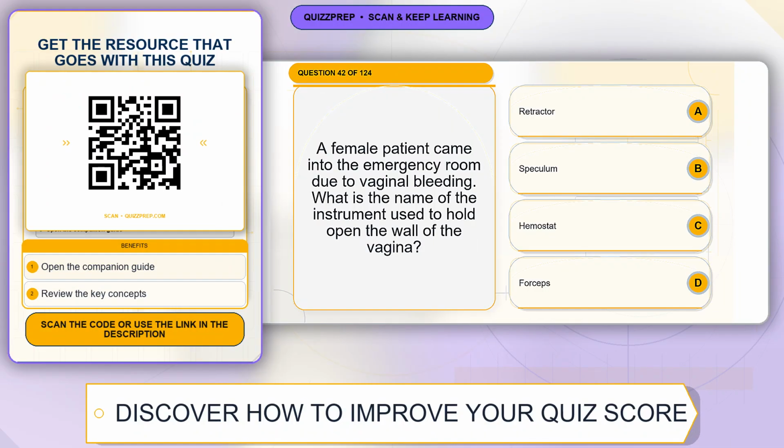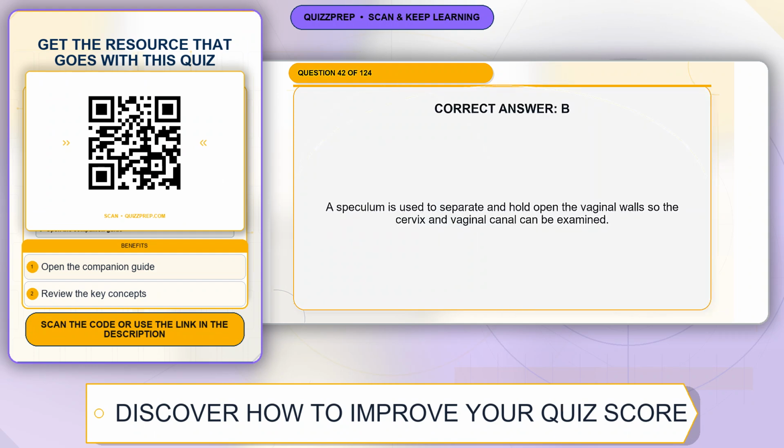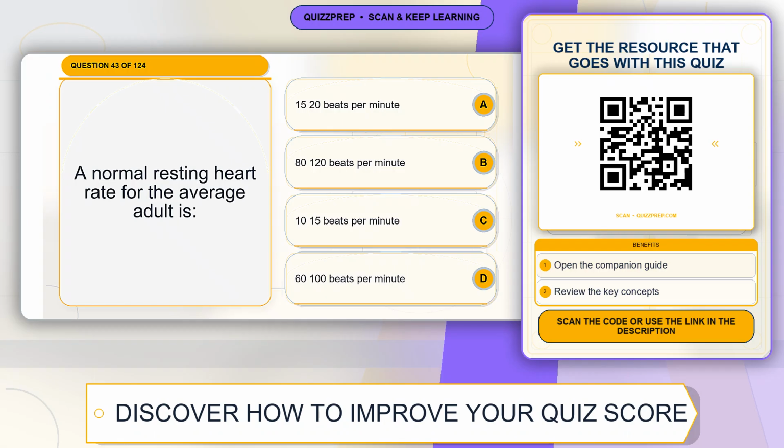Question 42. A female patient came into the emergency room due to vaginal bleeding. What is the name of the instrument used to hold open the wall of the vagina? Option A, retractor. Option B, speculum. Option C, hemostat. Option D, forceps. The correct answer is option B, speculum. Explanation. A speculum is used to separate and hold open the vaginal walls so the cervix and vaginal canal can be examined.